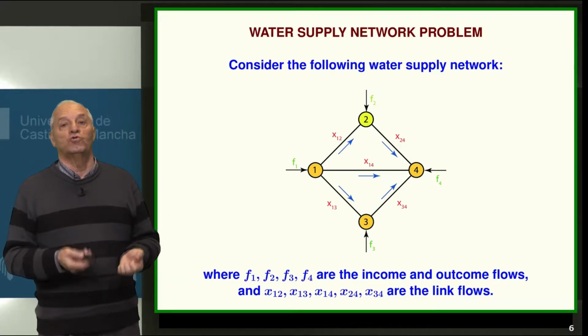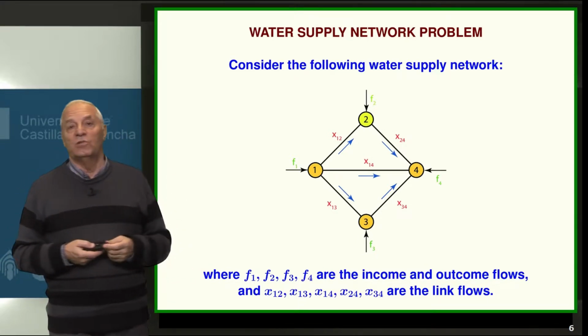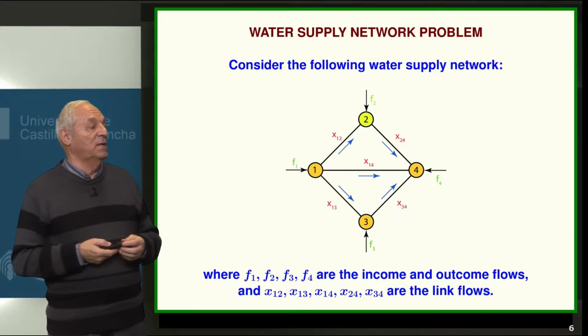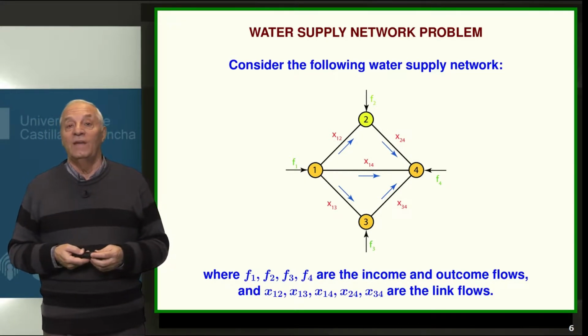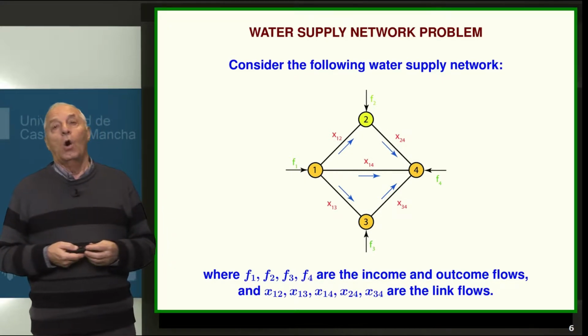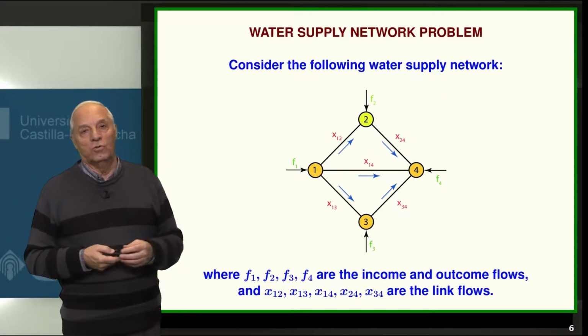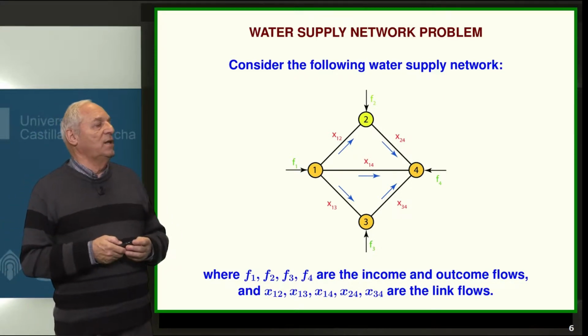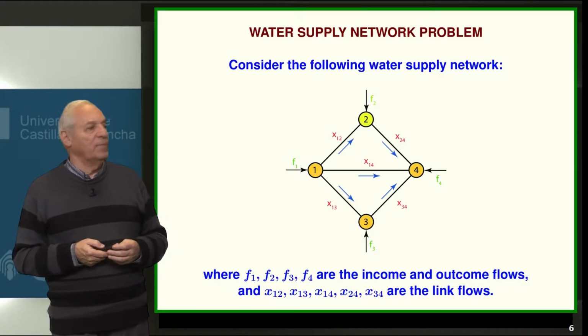The deposits could be joined to the circles, and the pipes join nodes with other nodes. In this case, we have 4 nodes and we have 5 pipes. Let's assume we're getting water through the nodes, and let's call F the flows that we are entering or extracting from each of the nodes.